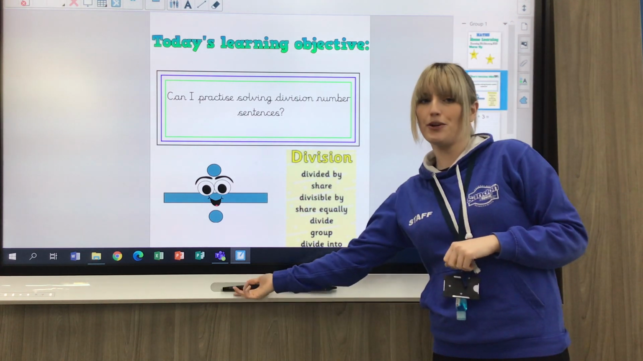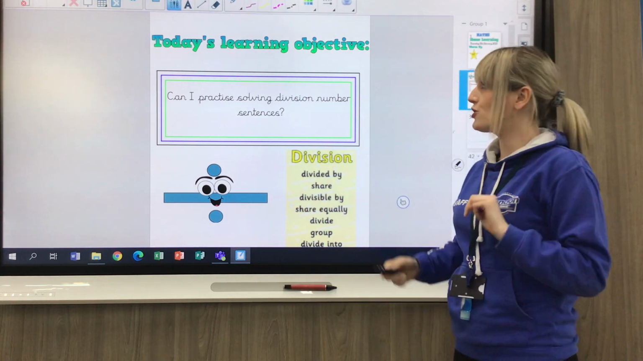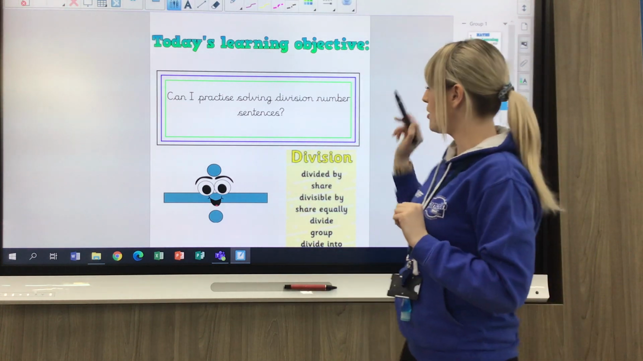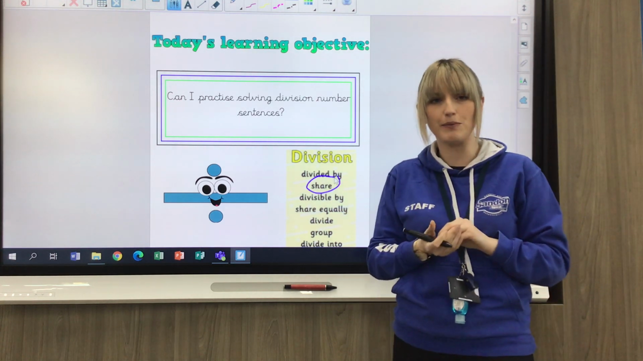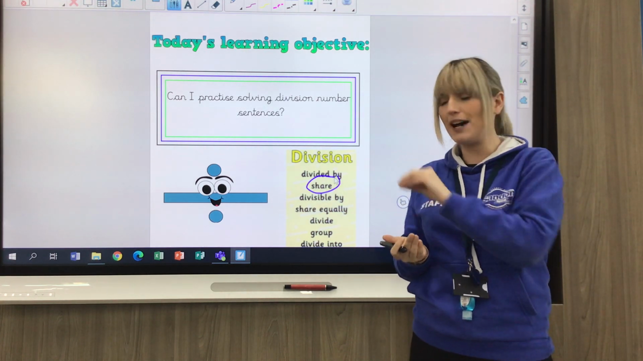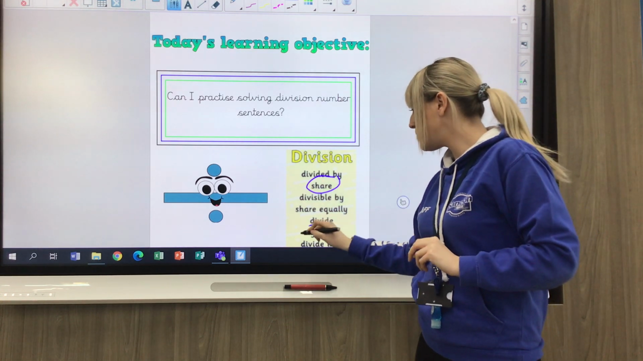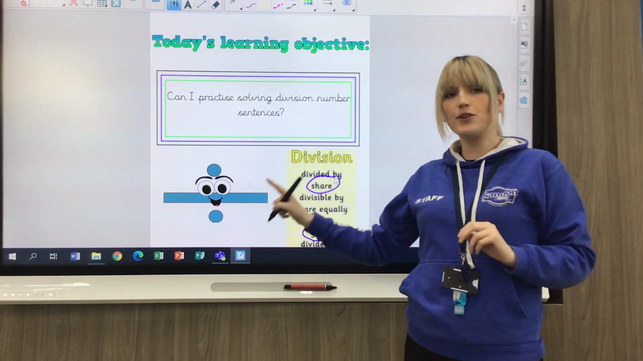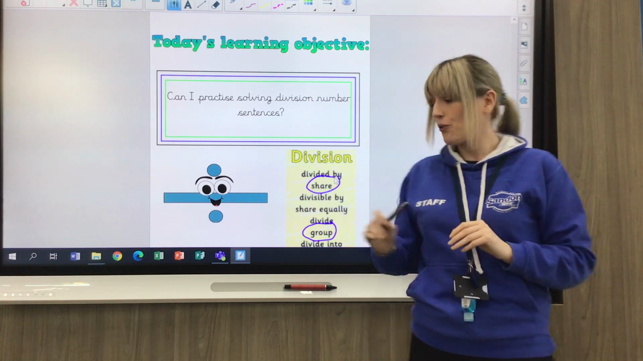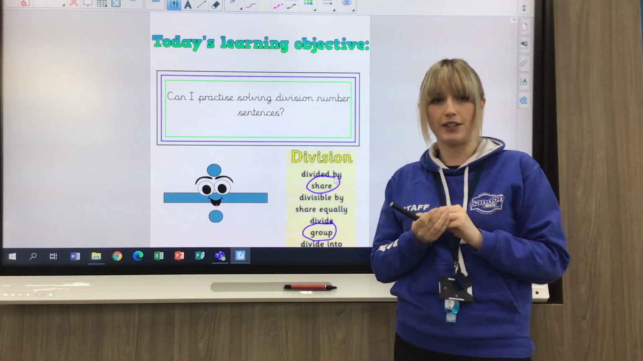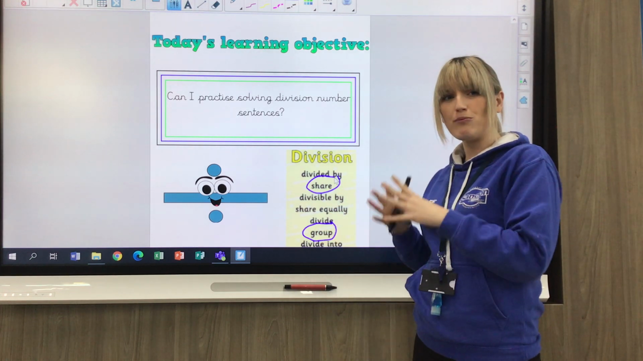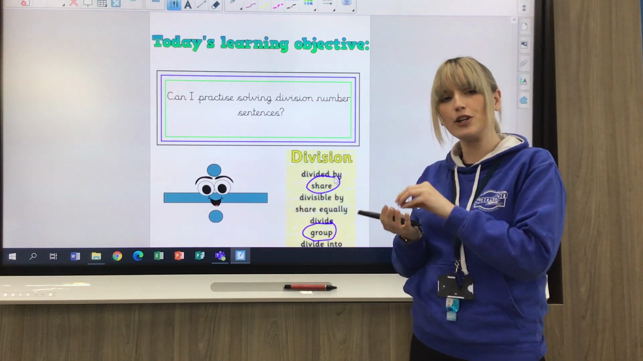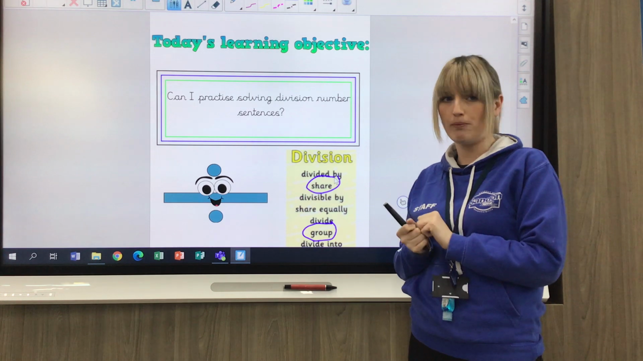Now, there are 2 key words that I'm going to choose. These are the main ones. I'm going to choose share. So when I'm dividing something, I'm sharing it out. And I'm going to choose group. Now, when we've talked about division before, we've looked at grouping. And share and group are the main ones we use because we're seeing how many groups fit into a number.